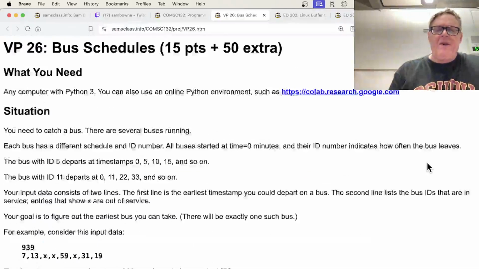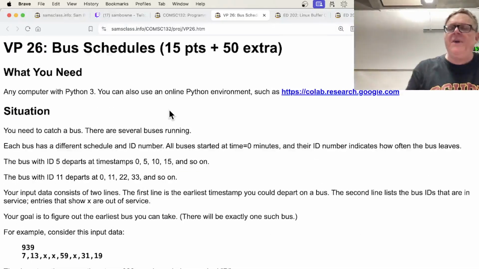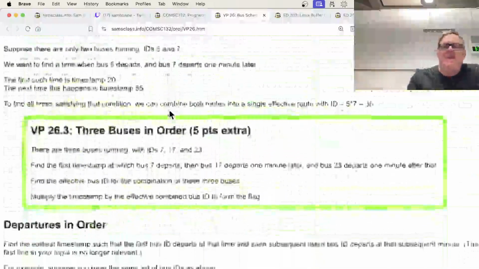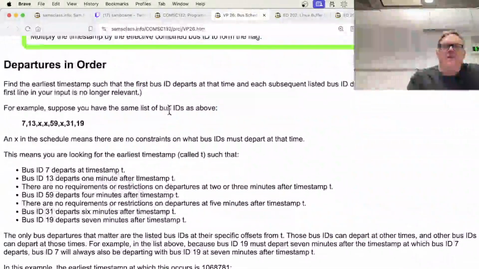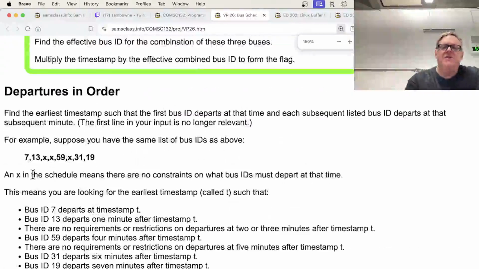So let's talk about this one a bit. This is the bus schedules. I talked about it before, but I didn't get to the punchline. I got confused, so I wrote it up. So the point is, if you have this list of IDs, 7 departs at timestamp T, this departs 1 minute after it, as you're looking for that time, 2, 3, this is 4 minutes after it, and so on.